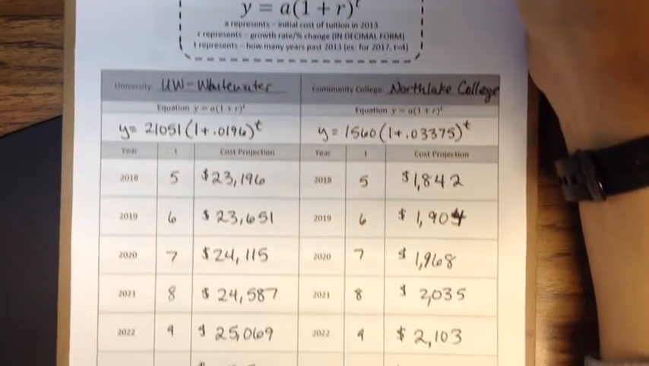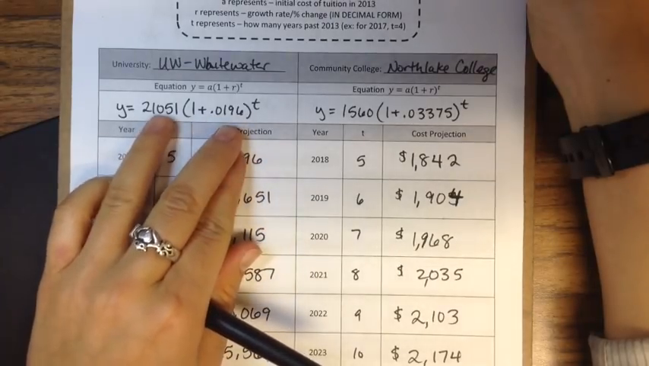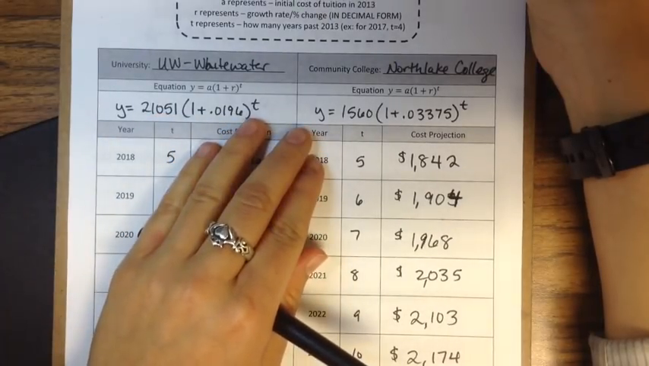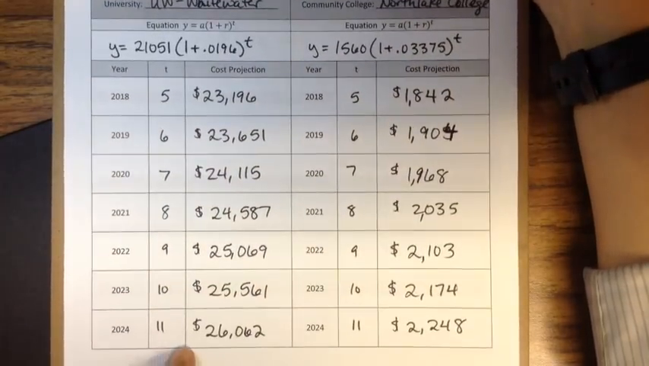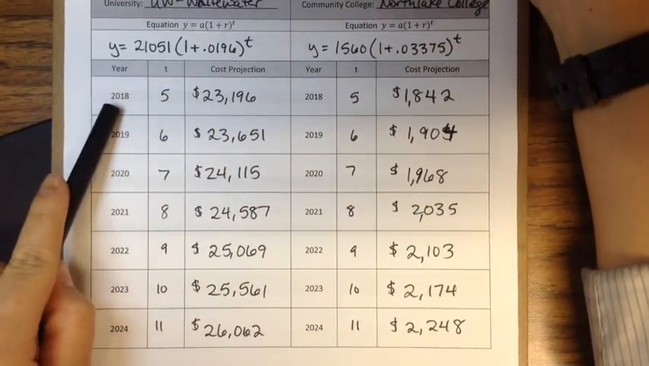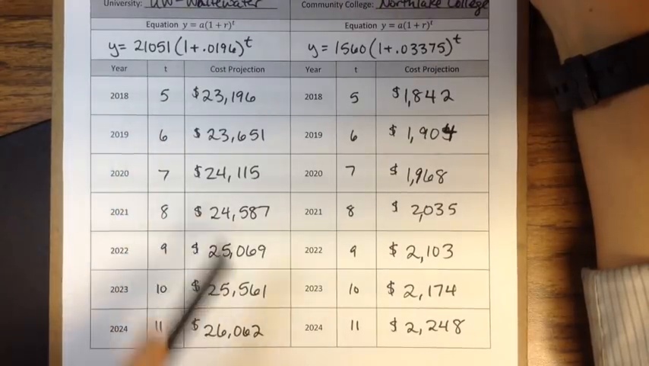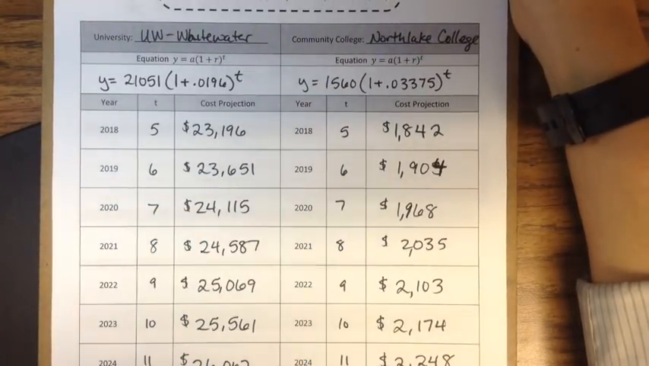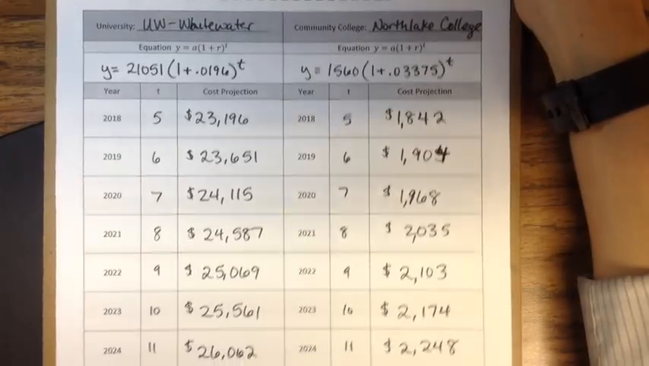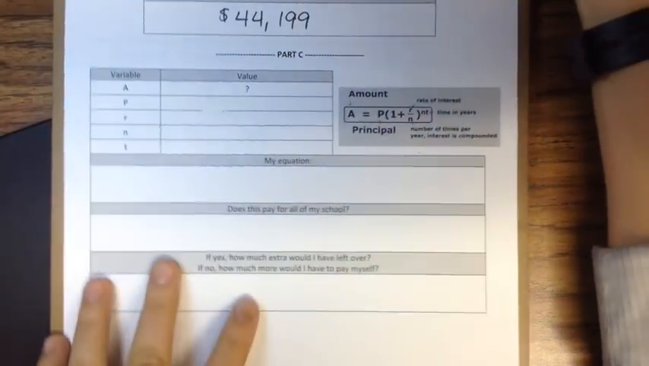So we estimate. For UW Whitewater, I used the initial cost in 2013 and the percent change that I just found. I plugged this in my calculator, used the table to estimate what the cost would be for this school in 2018, which is 5 years after, 2019, which is 6, on and on and on. And I get all of these values. You do the same thing for Northlake College with a different equation. When you finish, you'll flip over to the next page.